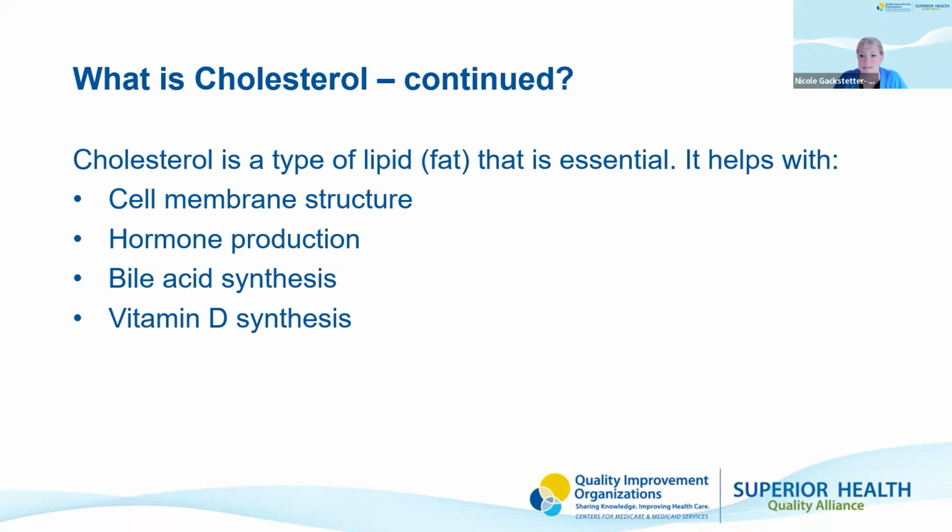Bile acid synthesis: cholesterol is crucial for making bile acids in the liver. Bile acids help digest fats and absorb fat-soluble vitamins in the small intestine, ensuring proper nutrient absorption and digestive health. And then vitamin D synthesis: cholesterol in the skin is converted into vitamin D when exposed to sunlight. This vitamin is crucial for bone health, immune function, and calcium metabolism.